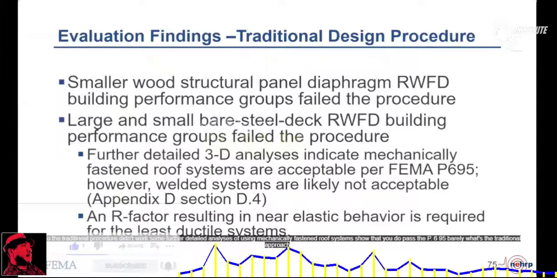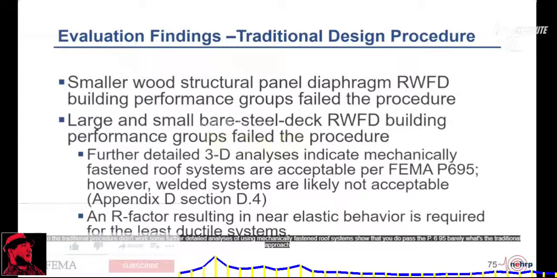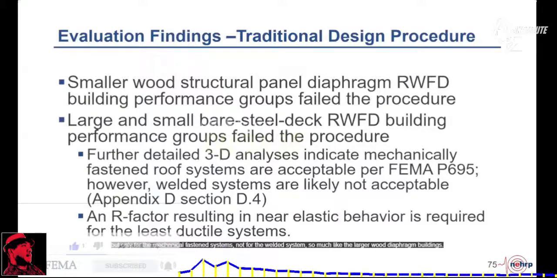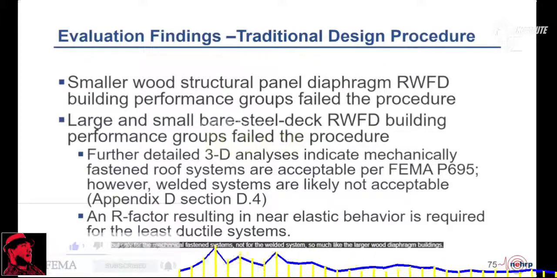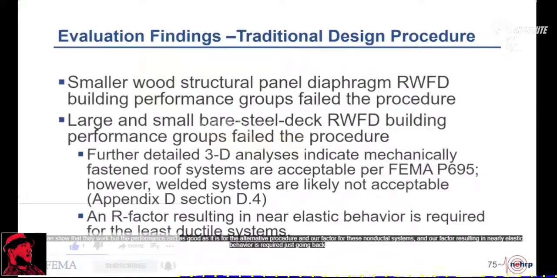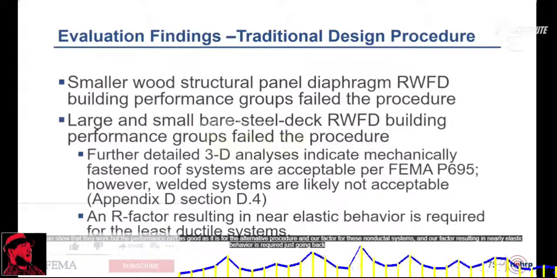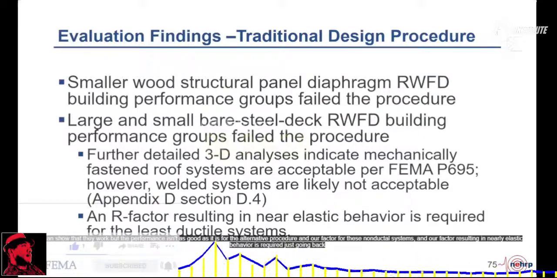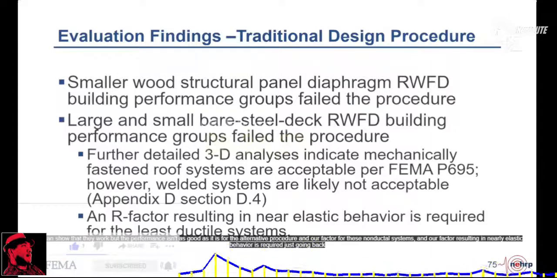Some further detailed analyses using mechanically fastened roof systems show that you do pass the P-695 barely with the traditional approach, but only for the mechanically fastened systems, not for the welded system. So much like the larger wood diaphragm buildings, you can show that they work, but the performance isn't as good as it is for the alternative procedure. For these non-ductile systems, an R factor resulting in nearly elastic behavior is required.